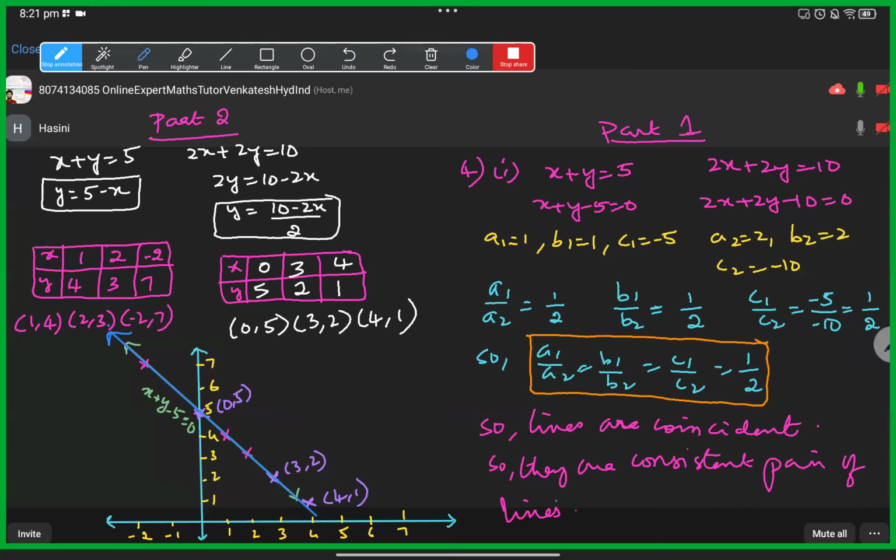So the points of the second line are 0, 5, 3, 2, 4, 1. And the points of the first line are 1, 4, 2, 3, minus 2, 7. All of them clearly coincided, Hasni. So to show the first one also, once again I am drawing. First line I have used this color. So the first line is from here to here.